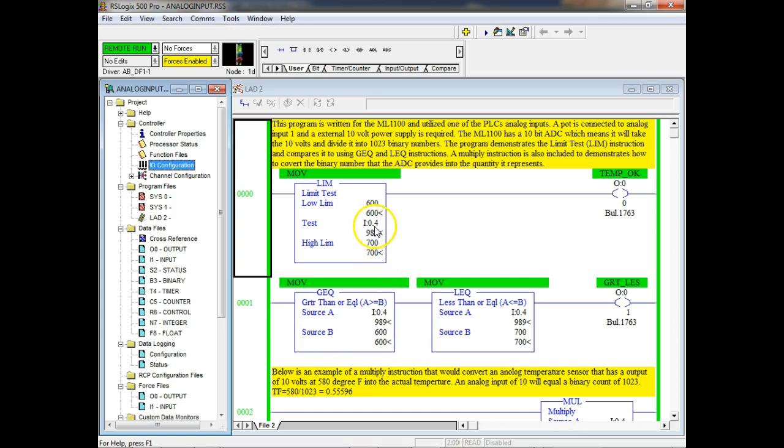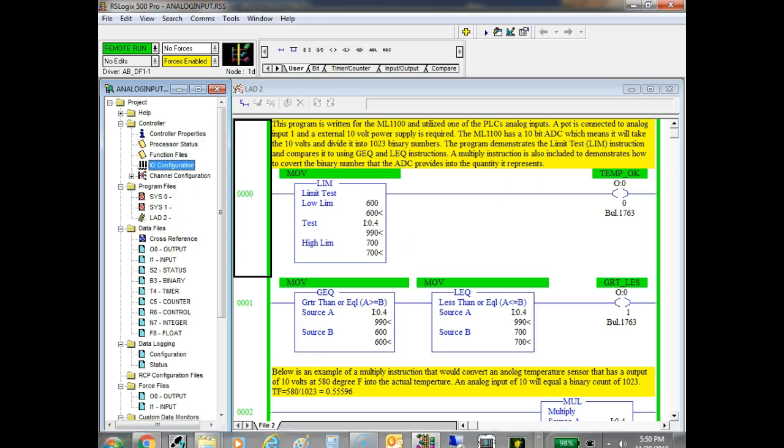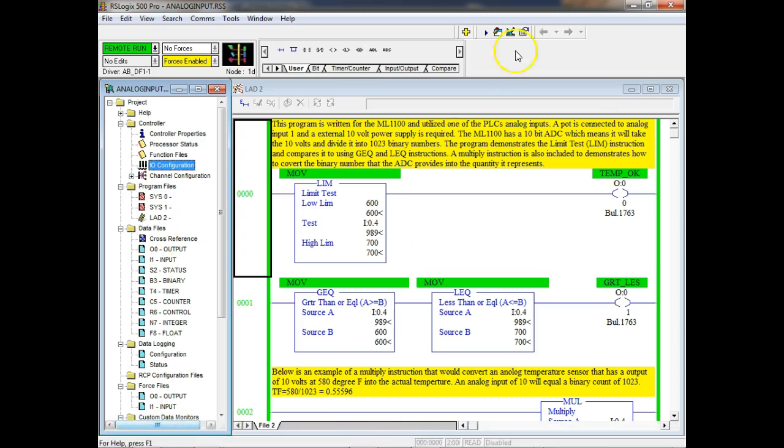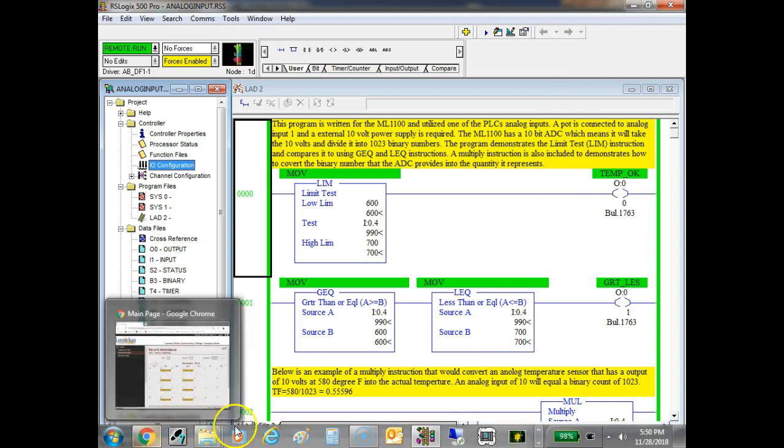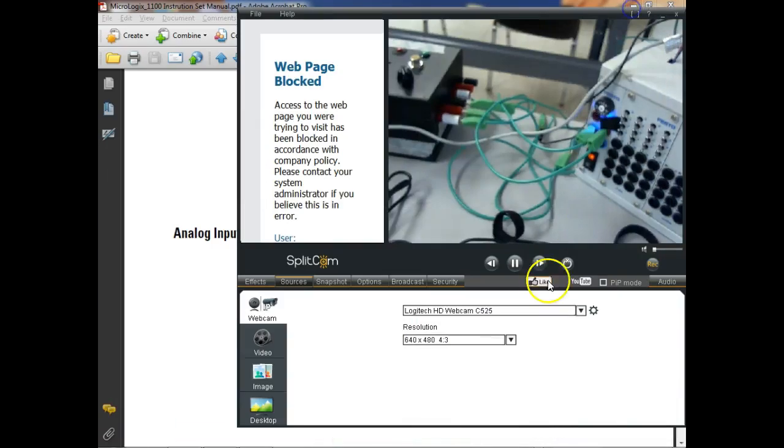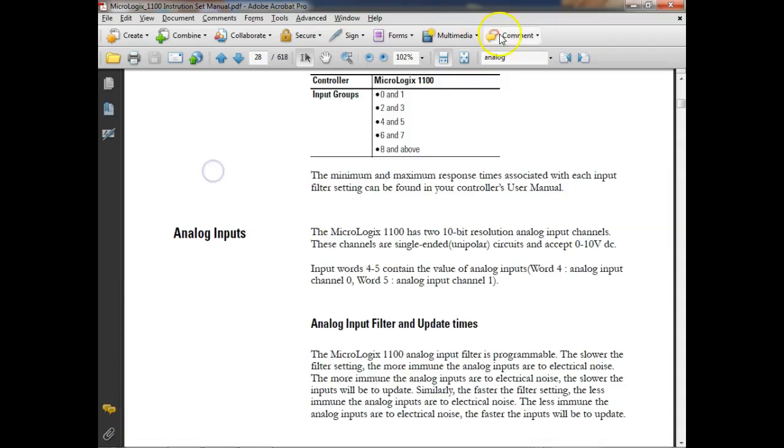So here I'm taking input 4 and I'm accessing the analog input. And what I have connected to it is a potentiometer. What can we do with a potentiometer? Oh, y'all have had intro, right? What do we use a potentiometer for? Yeah, to adjust the voltage.